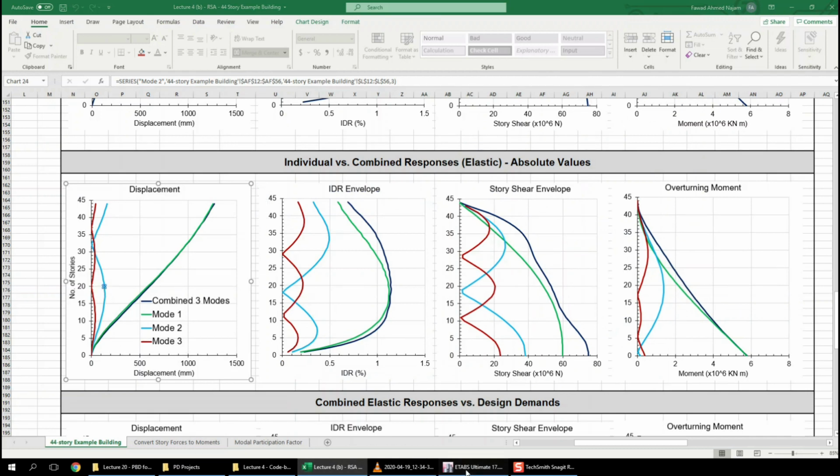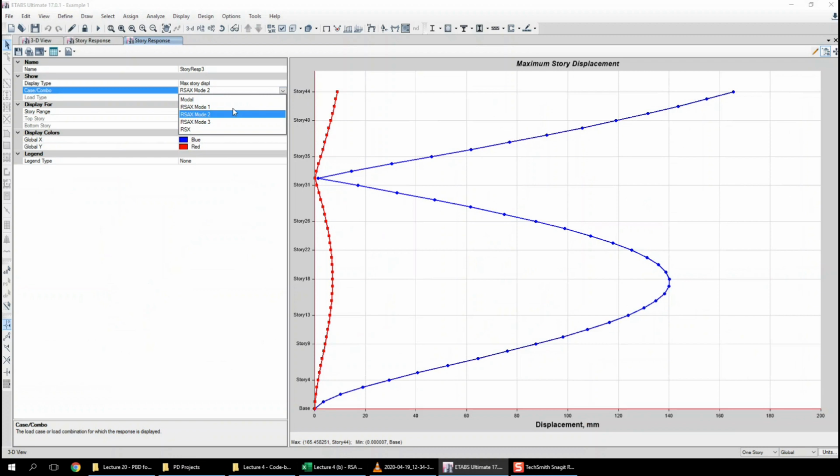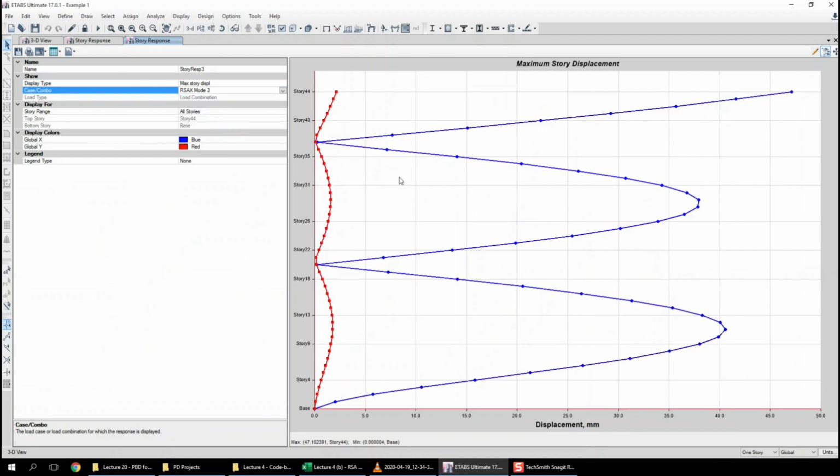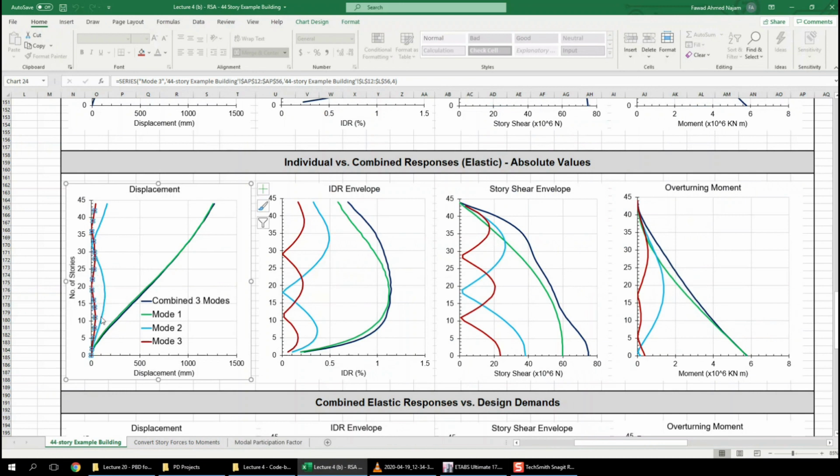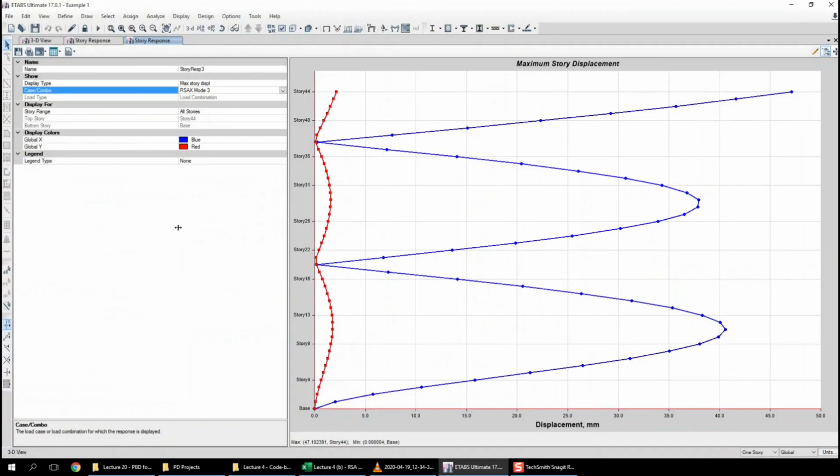For mode number 3, I go here and let's check it at the story level number maybe 10 or 11. This is that number, it is 40 millimeter, and let's go to our Excel sheet. This is our contribution from third mode, and here also we have 39.9, which is very close to what we are getting in ETABS. Similarly, we can check it for IDR, story shears and overturning moments also.